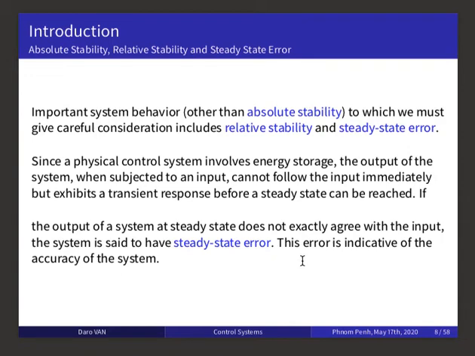So we have the transient response and steady state response, and we also have the steady state errors. Finally, when time goes to infinity, the output cannot follow the reference signal 100%, so it exhibits steady state errors.